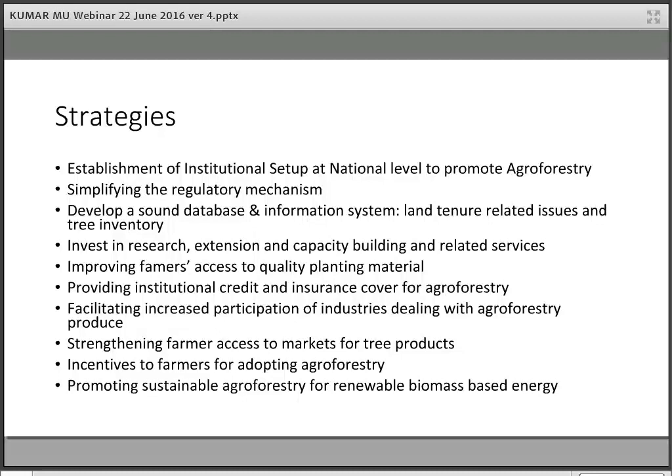Then intensify research, extension, capacity building, and related activities. Provide institutional credit and insurance cover for agroforestry. At this moment, there is hardly any institutional credit facility or insurance cover for agroforestry systems. So this has been proposed as one of the strategies for increasing the adoption of agroforestry in the country.